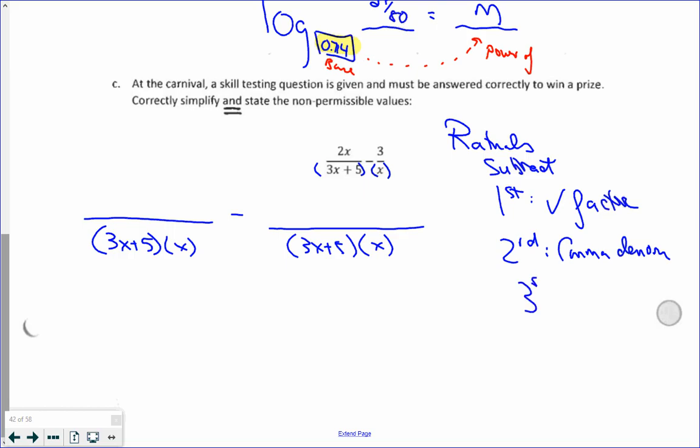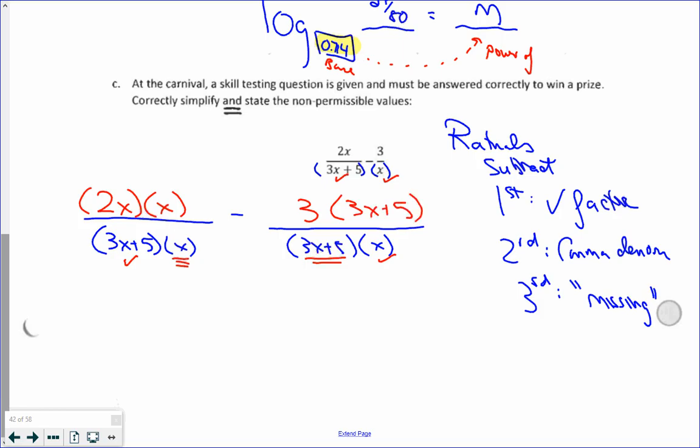Third step, figure out what you're missing. So we use check marks. So for the first fraction, I have the 3x plus 5. I am missing the x. So I'm going to go 2x times x. The second fraction, I have the x. I am missing the 3x plus 5. So I'm going to go 3 times 3x plus 5.